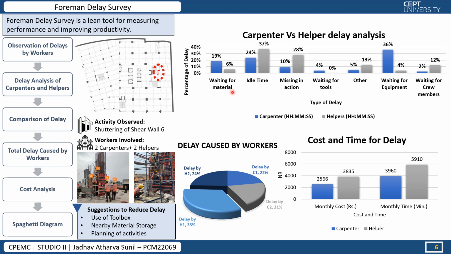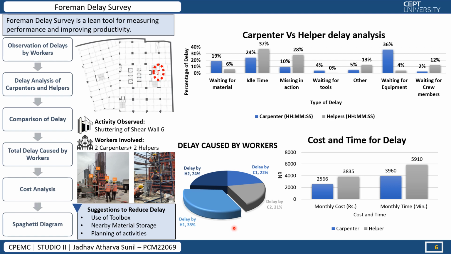Here in waiting for material, we can see that 19% is carpenter, which means the carpenter has to wait more for material. And in idle time, helpers have more, as helpers were idly sitting and standing. In missing in action, helpers were majorly missing in action. Because of that, it was the major delay. In waiting for equipment, we can say that the carpenter has to wait for the equipment while the helper was searching for the equipment.